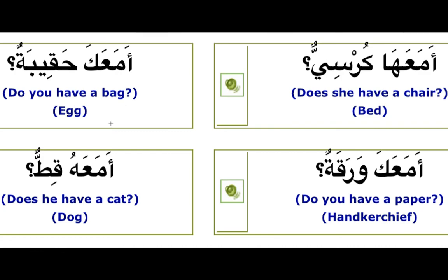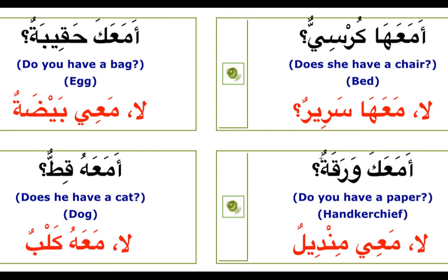Baydatun, egg is baydatun. Ama'aka waraqatun, do you have a paper? La ma'i mindilun, I have a handkerchief. Ama'ahu qittun, does he have a cat? Who is he? So does he have a cat? I say la, ma'ahu qalbun. So these are the answers. Just write and practice. This is what we've learned today.